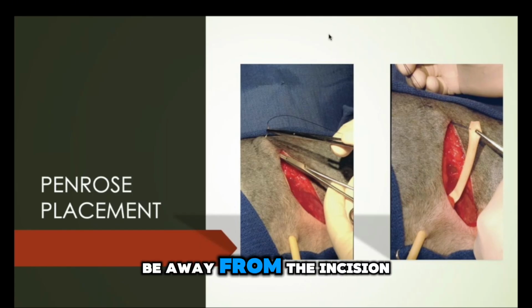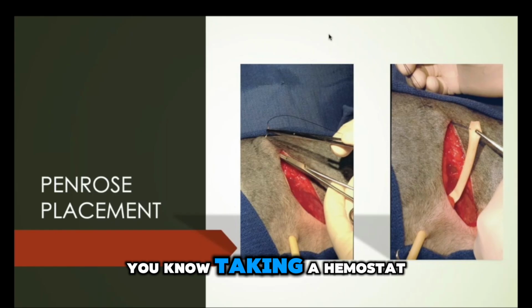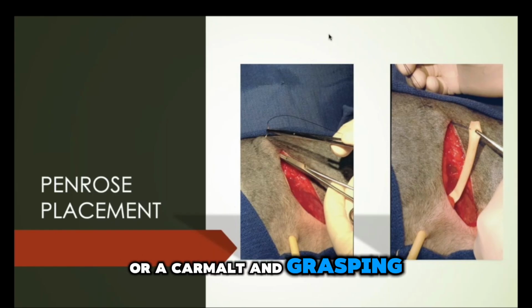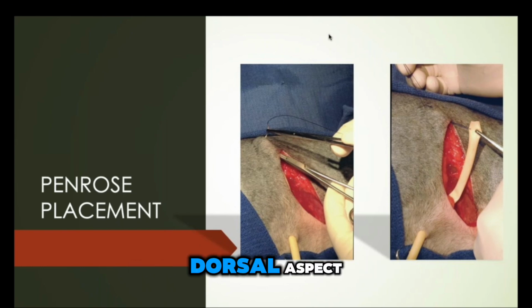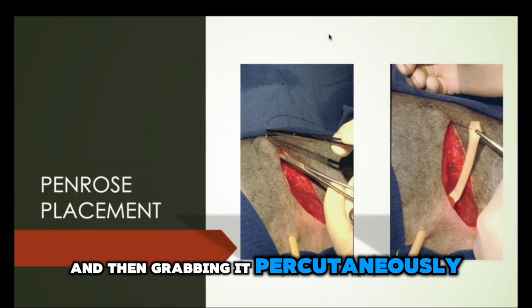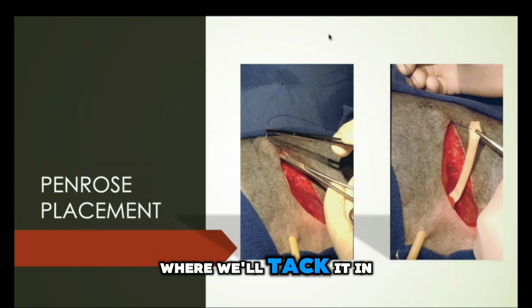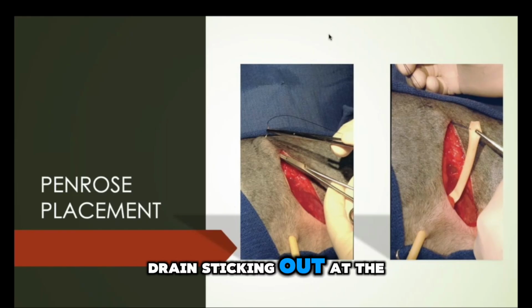We want that hole to be away from the incision and try to keep the drain away from running completely underneath the skin incision. And so there's a lot of ways to do this, but taking a hemostat or a Carmalt and grasping the drain, leaving a little bit of extra outside the Carmalt, putting it to the most dorsal aspect or the least gravity dependent portion of the wound, and then grabbing it percutaneously with a needle and suture, where we'll tack it in place there. That's really, if we're going to use these open passive drains, the ideal placement. I know sometimes it can seem like it's a lot easier to make a big hole up top and have drains sticking out at the top, and then of course drains sticking out of the bottom.